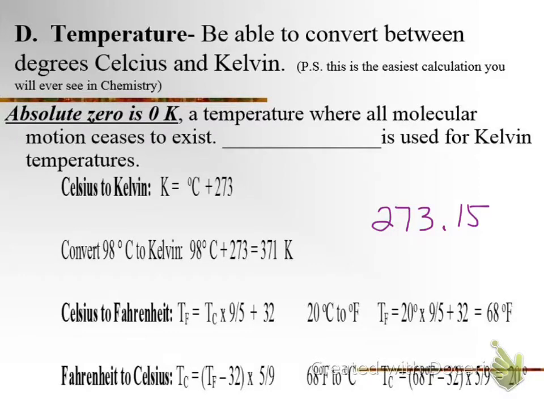0 Kelvin is absolute zero. It's a temperature where all molecular motion ceases to exist. Remember in the matter unit we said even solids vibrate in place, but if you actually reach 0 Kelvin, it ceases. And theoretically at that temperature there's no volume because there's no particle movement. It has not been reached.